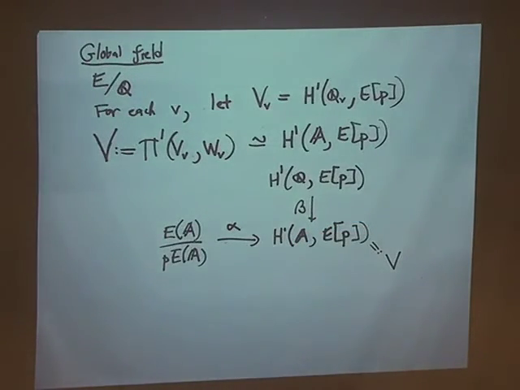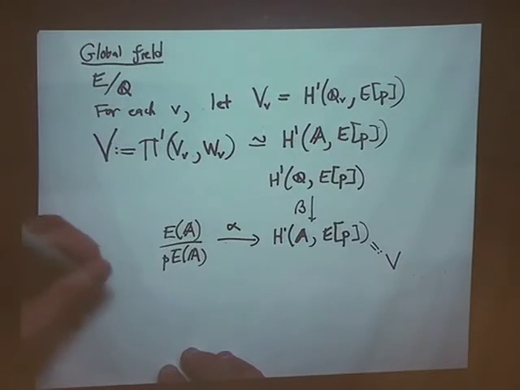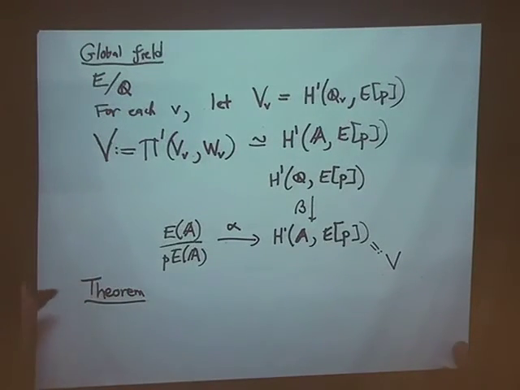Okay, so now here's the main theorem. Well, I have this big space, and actually this big space also has a quadratic form on it. Can you guess how I'm going to get a quadratic form on this?